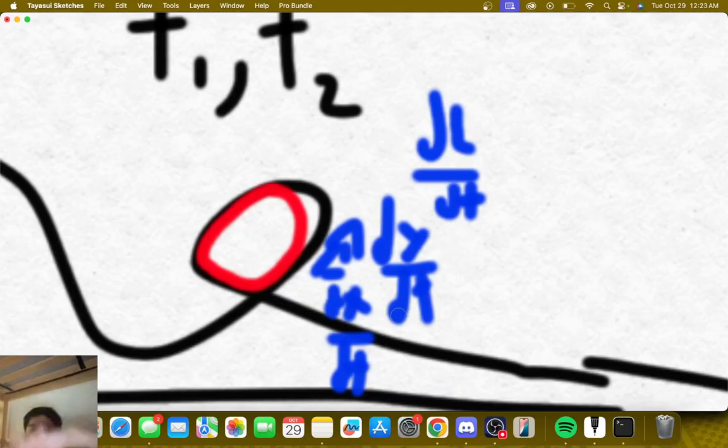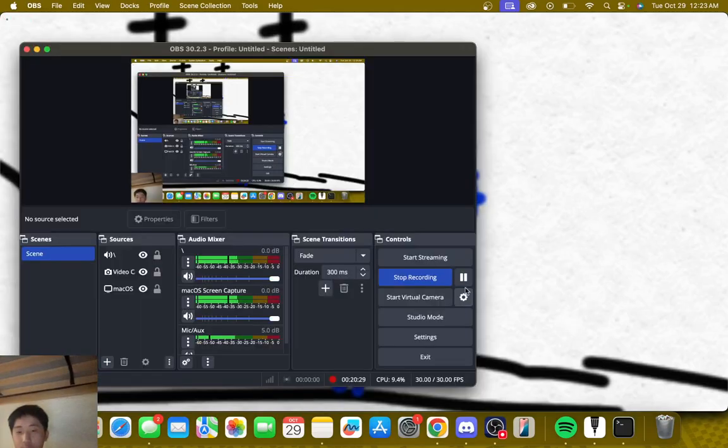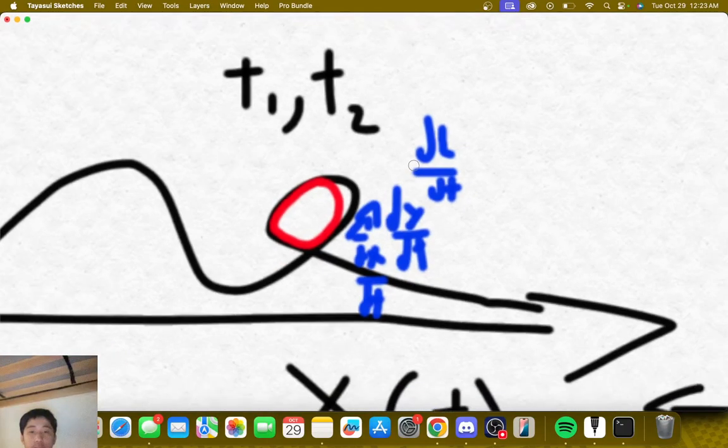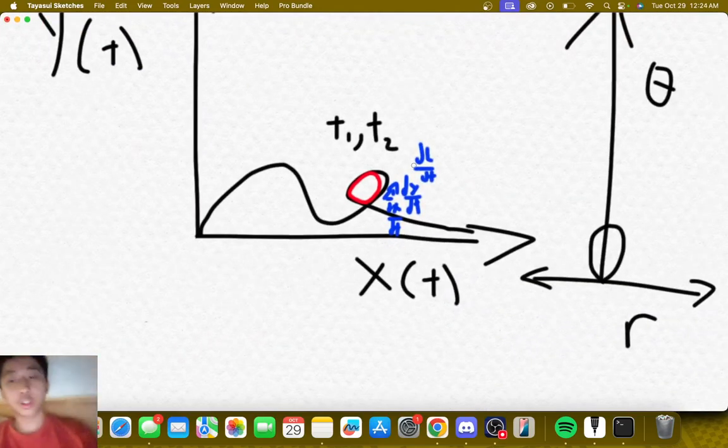Okay. Let's see an equation for it. Hold on. Let's see the equation. Capybara. Don't worry about that. I was just googling something.